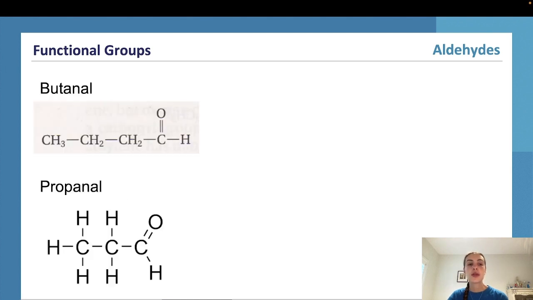Some examples which we have of these is butanal. Butanal is this molecule here, where we can see we've got 1, 2, 3, 4 carbons along the main chain, that being the butane part of the name, and then we've got the double bonded oxygen and single bonded hydrogen on the end of this molecule, making this an aldehyde because the carbonyl group is on the end of the molecule. So that is butanal.